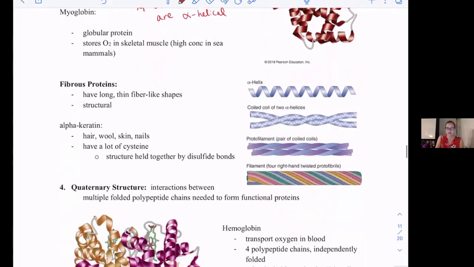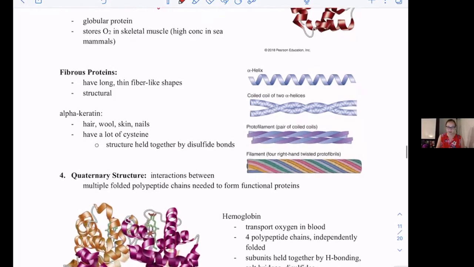Then we also have something called fibrous proteins. Fibrous proteins are more like fibers of, think about fibers of clothing. So globular sounds like a big, kind of gooey blob, right? Fibrous sounds like a fiber of thread or a fiber of fabric, is what I think of, at least. So fibrous proteins have long, thin, fiber-like shapes, and they're more structural in manner. Whereas globular proteins did work, fibrous proteins are more for structure and structural integrity.